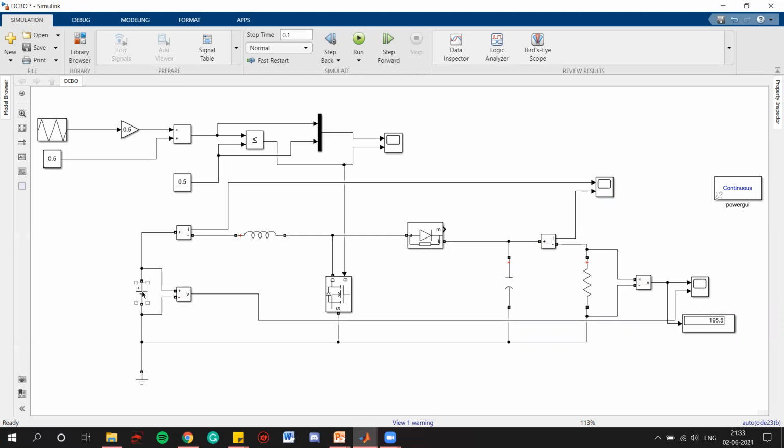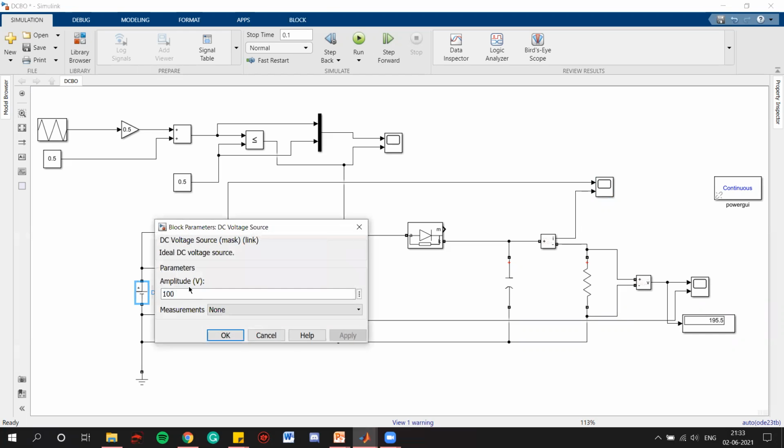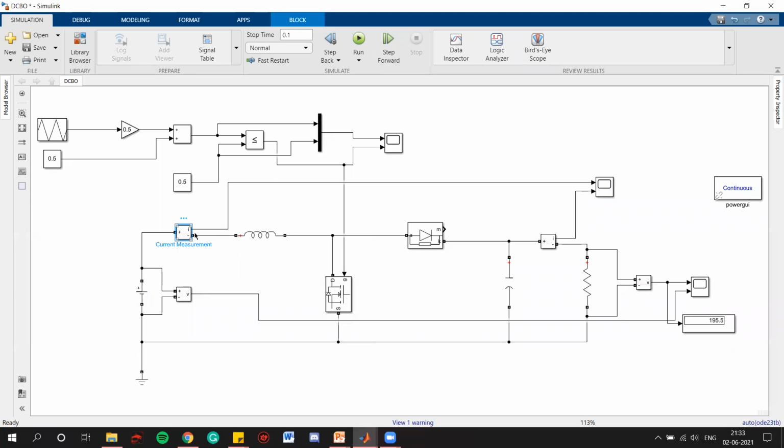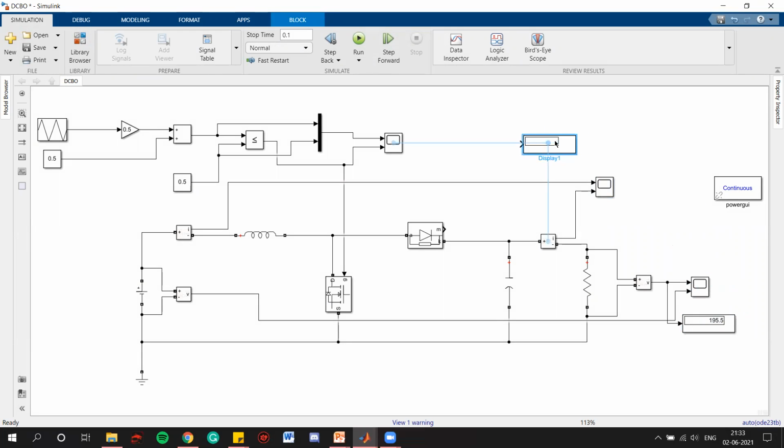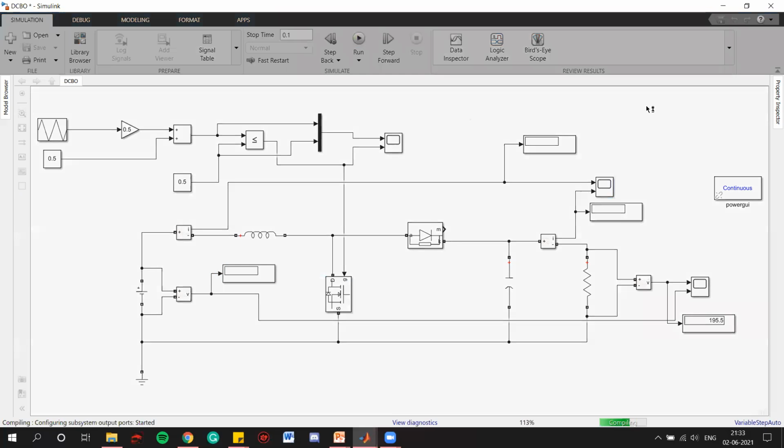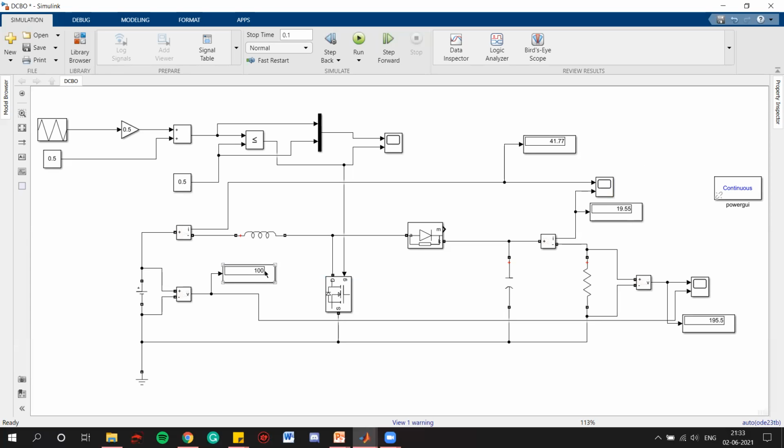What does power mean? P is equal to V into I. So we have V as 100, and I we were getting approximately, let's take a display only. So here we have V in, I in, and here we have I out, right? And here let's take a V display here as well. Now we need to multiply V in into I in. So it is 100 into 41.77, and the output is 195.5 into 19.55, right?